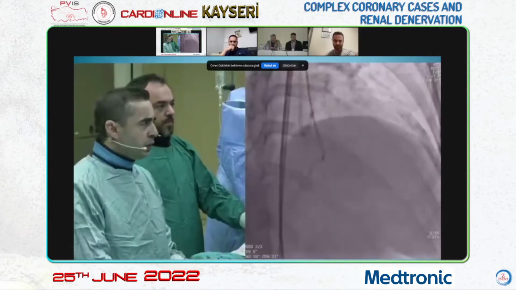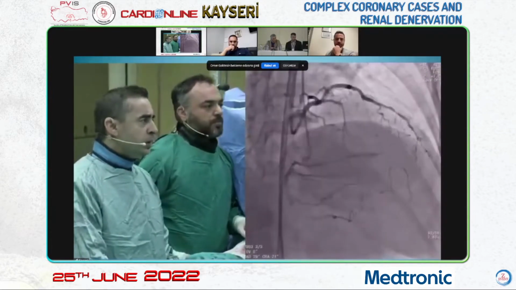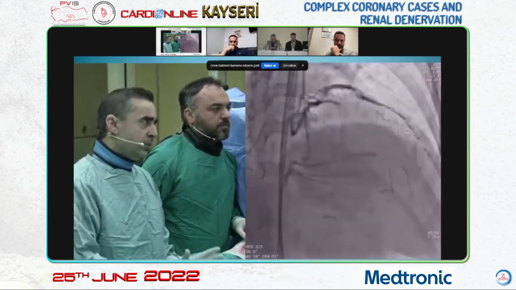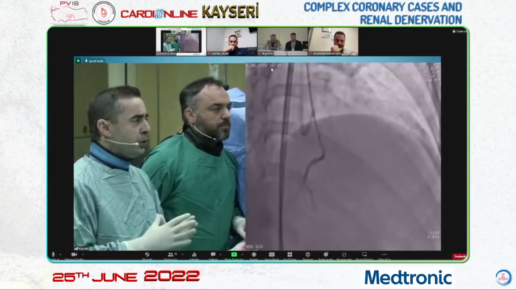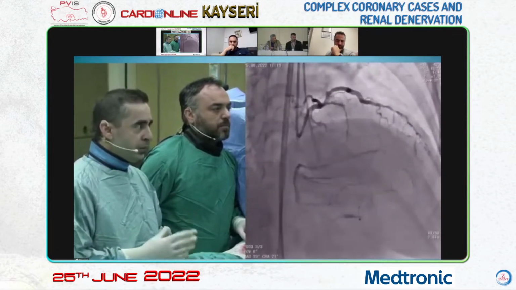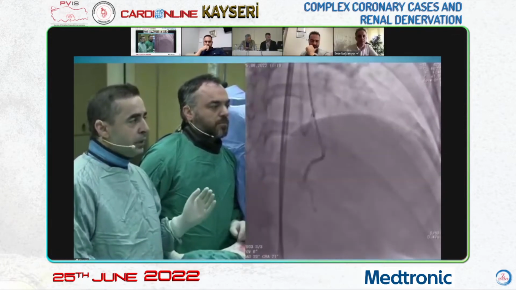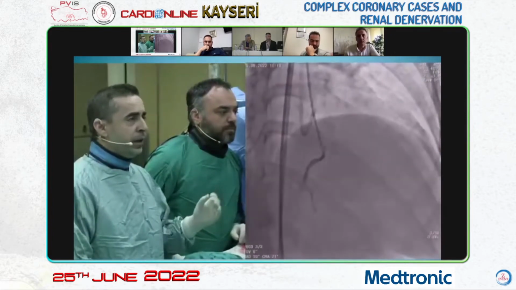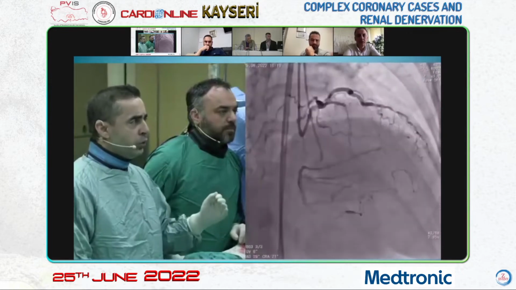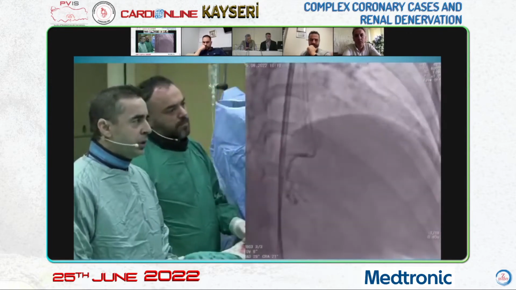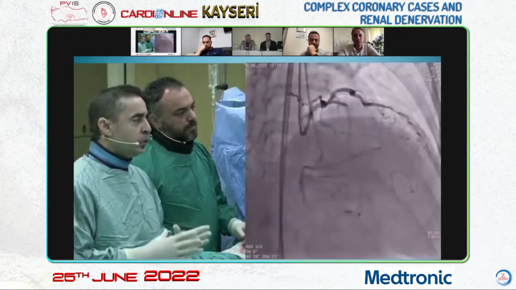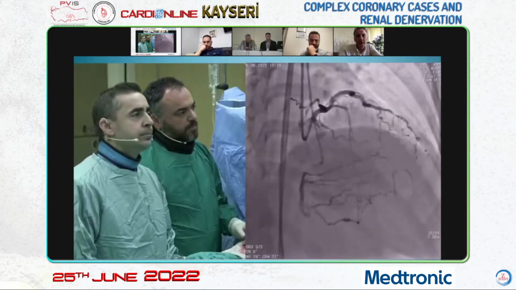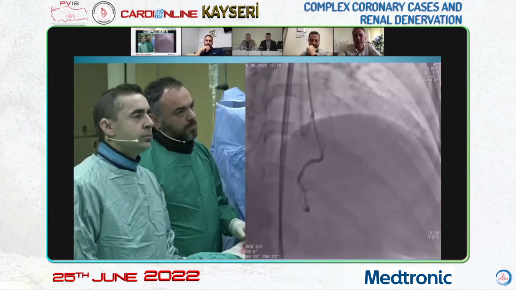Subintimal can be used, and here Ultimate Pro and Pilot 200 may be thought of. We would use the Pilot because we may be in the lumen, or if we go subintimal, it will be a good marker for us. Then we will continue with the parallel wire. If we are in the lumen, we will continue, but if not, Gaia or Ultimate Pro will be used.